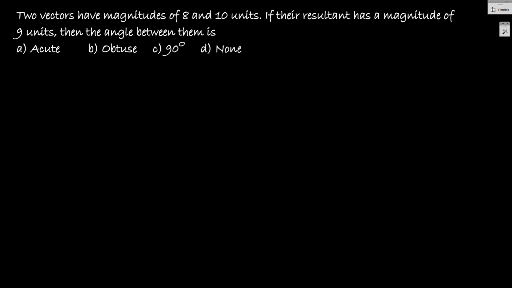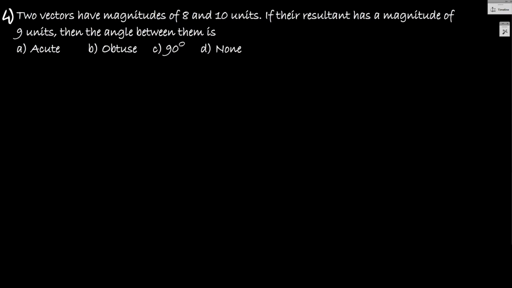Okay, let's see what we have here. This is Question 4. Two vectors have magnitudes 8 and 10. Their resultant has a magnitude of 9. Then the angle between them is... I think we did this when we were doing examples.